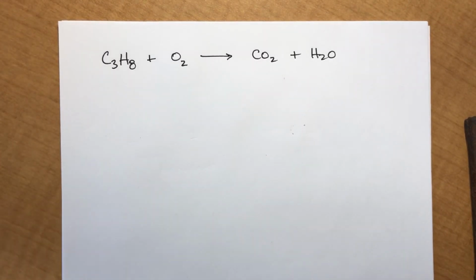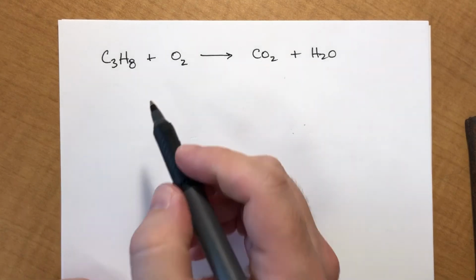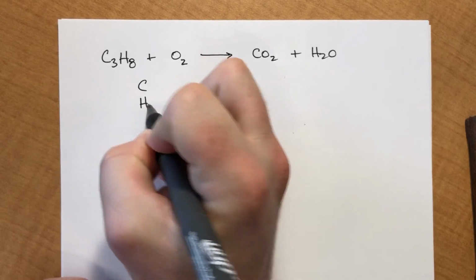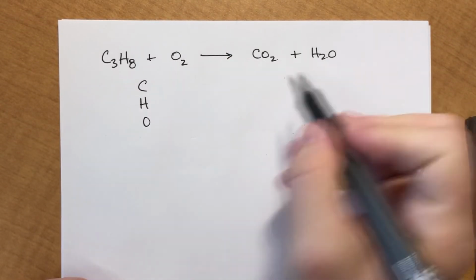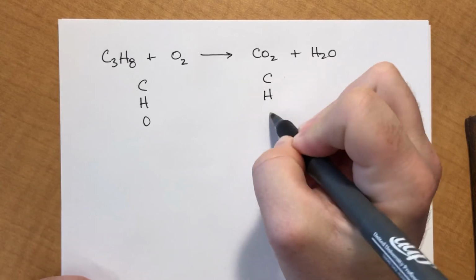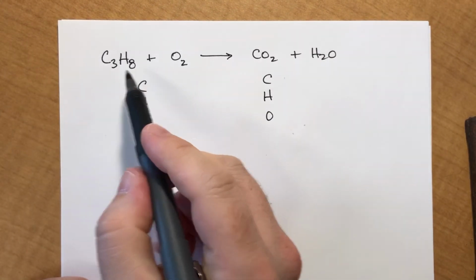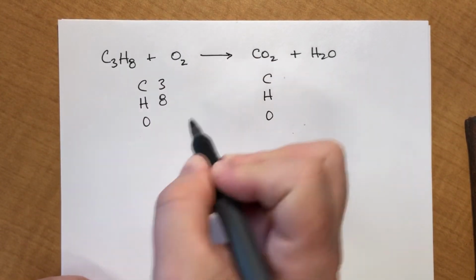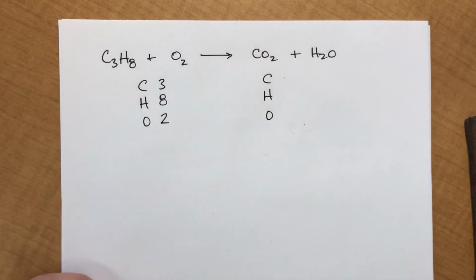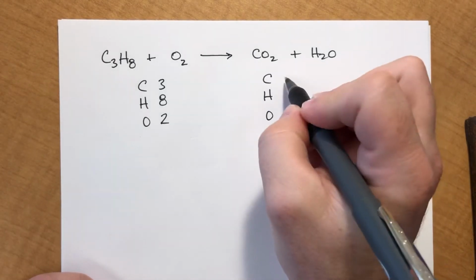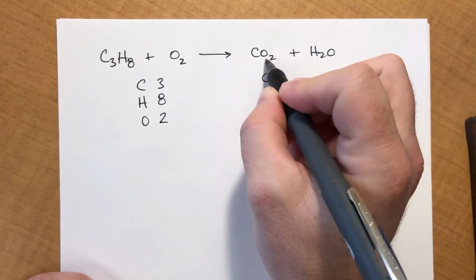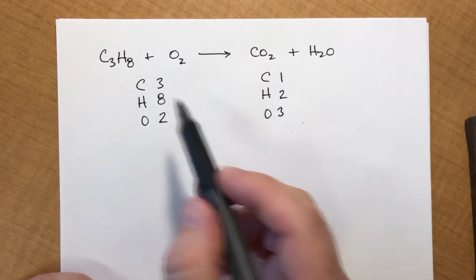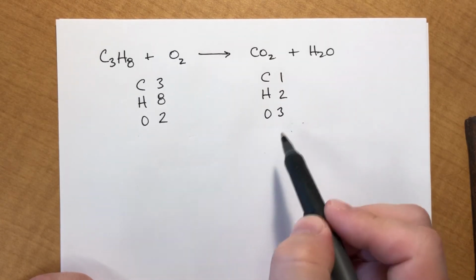So the way I tell students to do this is do an inventory of what you have on each side. So we have carbons, hydrogens, and oxygens. That's not the order they're in over here, but I'm going to write it in the same order just to make it easier to compare things. On this left side, we have 3 carbons, 8 hydrogens, and 2 oxygens. On the right side, we have 1 carbon, 2 hydrogens, and there's 2 oxygens here and 1 here, so that's 3 total. Our goal is to add coefficients in the front until all these numbers are the same.